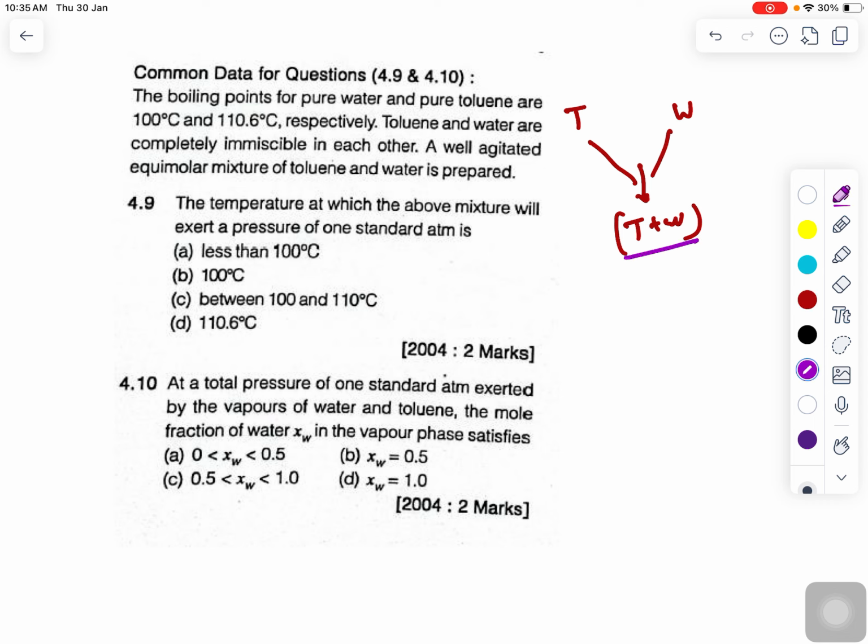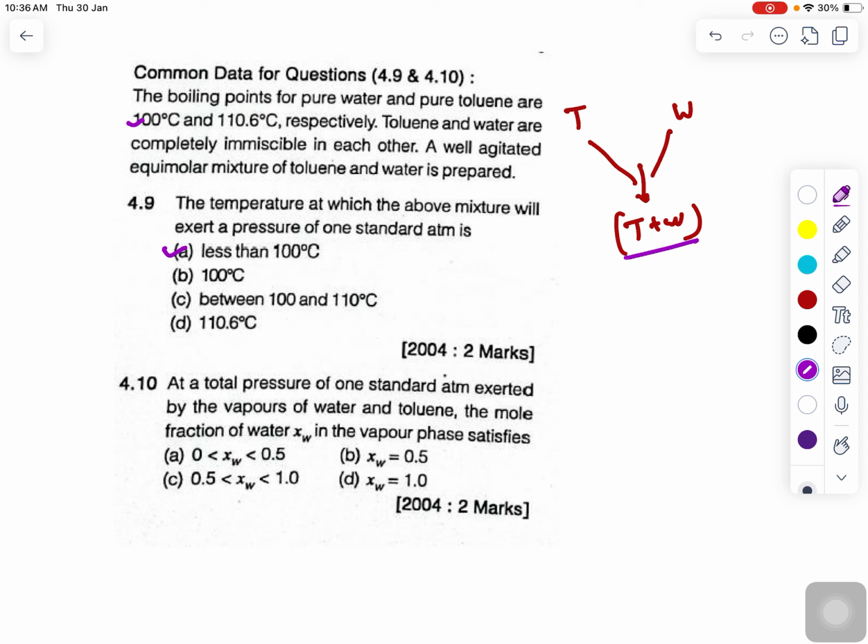So I have told you, when insoluble components are mixed to make a mixture, the boiling point of this mixture will be less than the lowest one. So it will be less than 100 degrees centigrade, right? Next, at a total pressure of 1 standard atm exerted by the vapor of water and toluene, the mole fraction xw in the vapor phase satisfies.